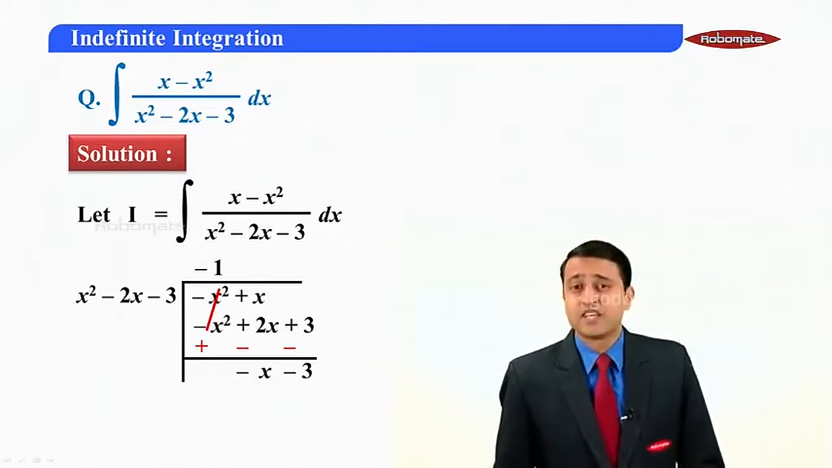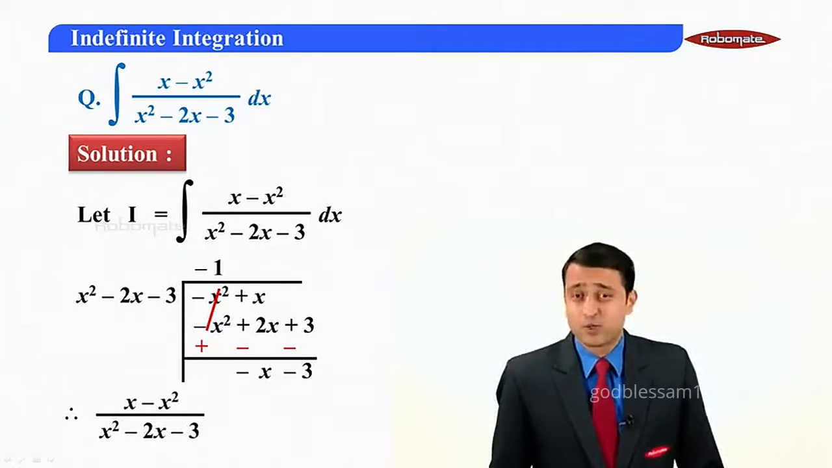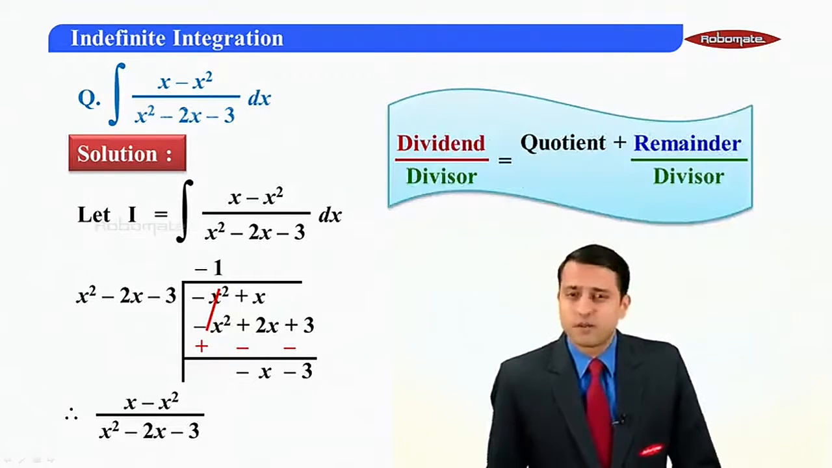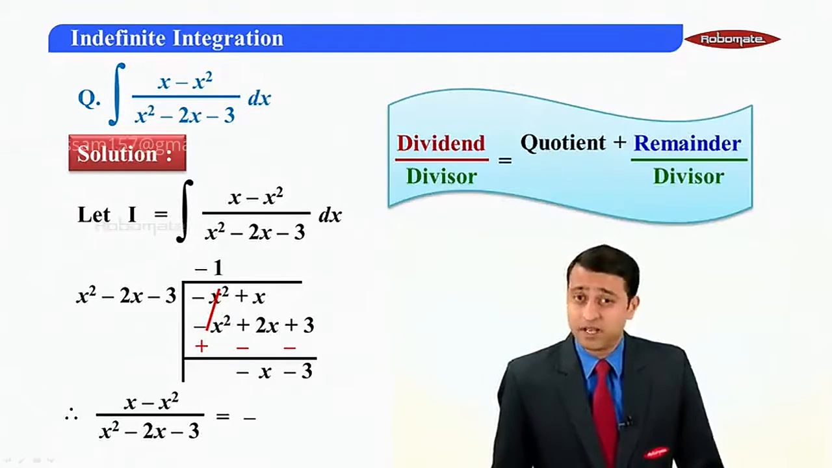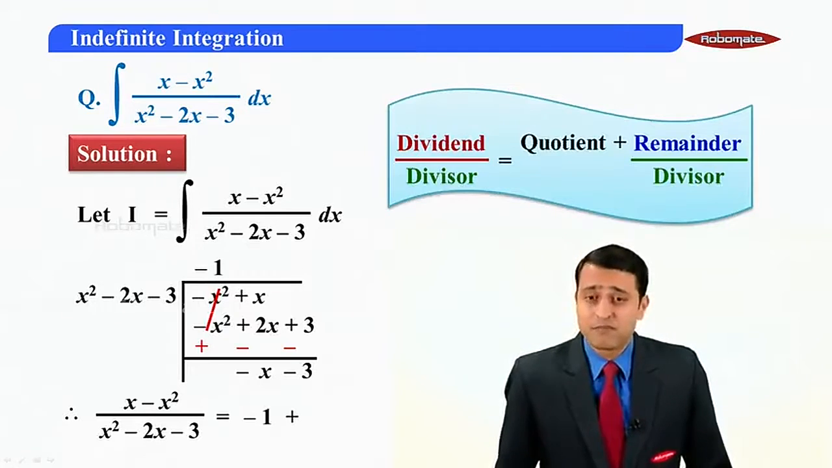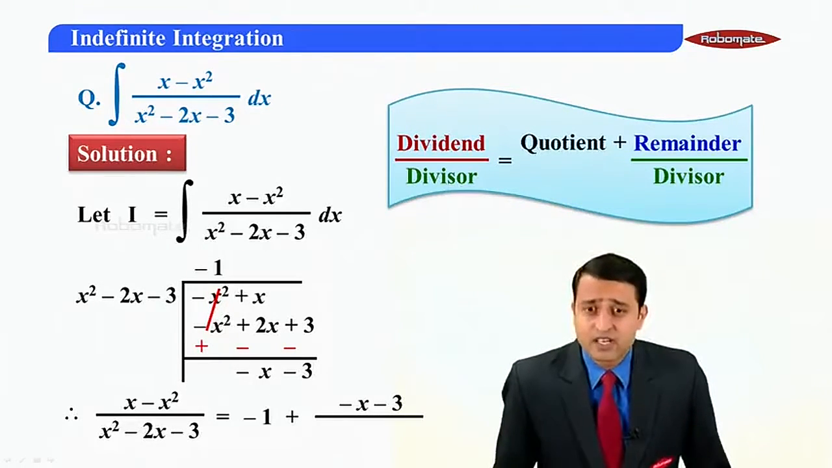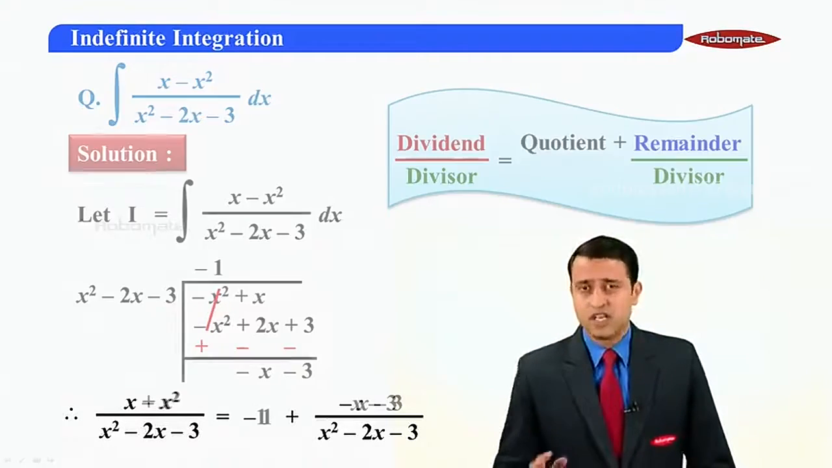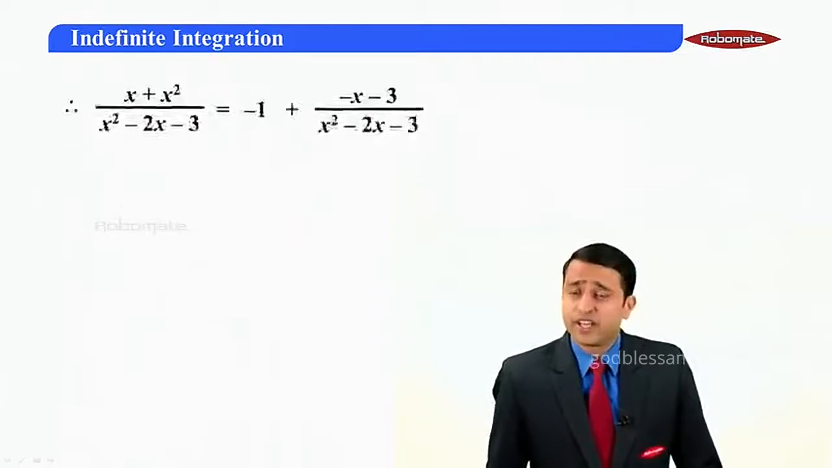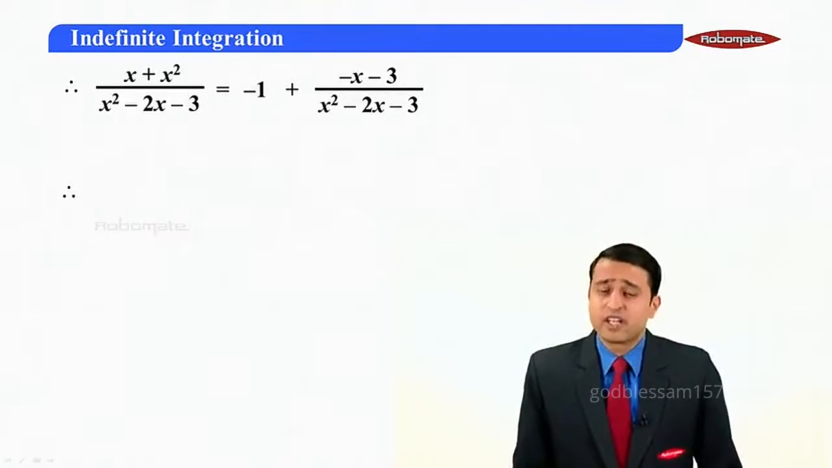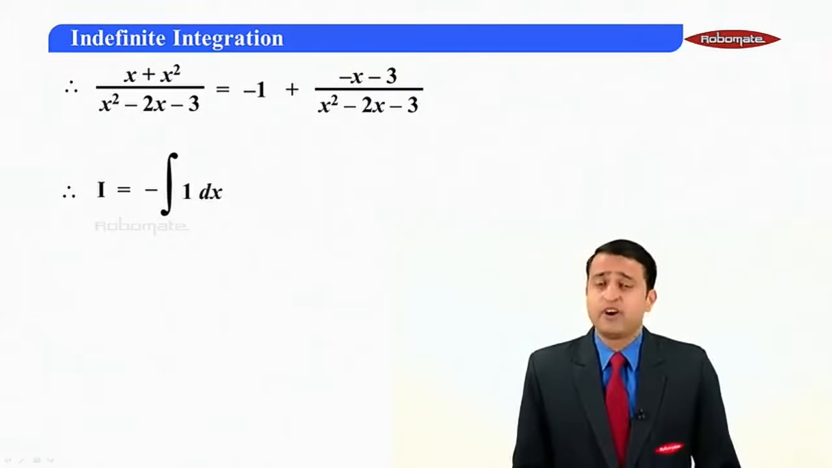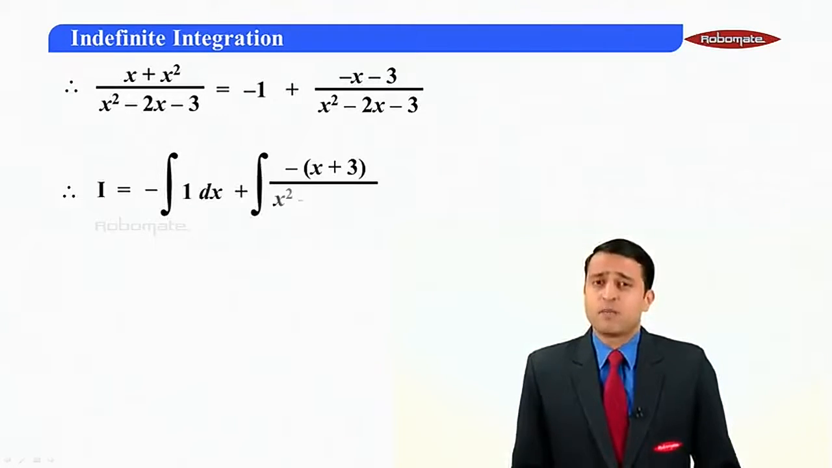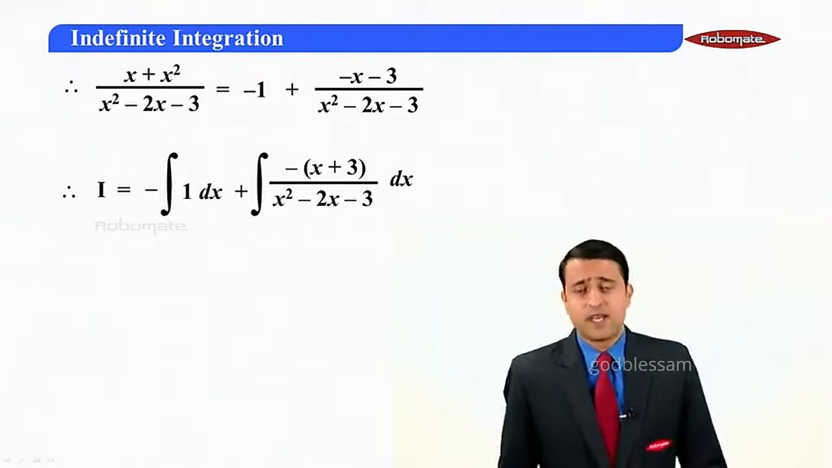So let's write it as (x minus x square) upon (x square minus 2x minus 3) is equal to what? We remember it as quotient plus remainder upon divisor. So quotient minus 1 plus remainder minus x minus 3 upon divisor, that is nothing but x square minus 2x minus 3. Are we okay with this? Let's go further. We have to integrate this particular function. So the integral will look like minus of integral 1 dx plus integral of minus (x plus 3) upon (x square minus 2x minus 3) dx.